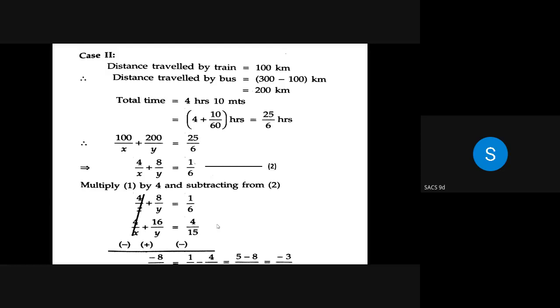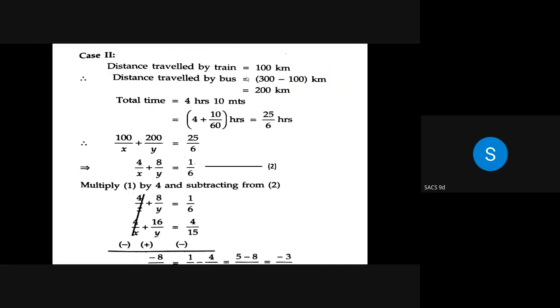In second case, she is traveling 100 kilometers by train and the remaining by bus. So that means out of 300, 100 kilometers by train and the remaining 200 kilometers by bus. Now here the total time taken is 10 minutes longer. So you have to convert everything into hours. So that is 10 minutes is 10 by 60 hours. That you will add to 4 because it is not 10 minutes totally, it is 10 minutes longer than before. So 4 hours and 10 minutes. So after converting it into hours, I will get 25 by 6 hours.